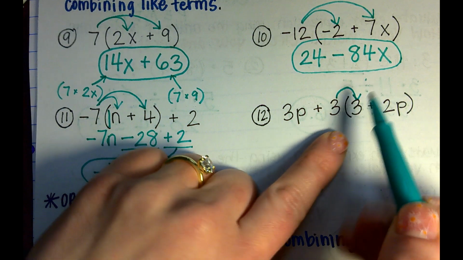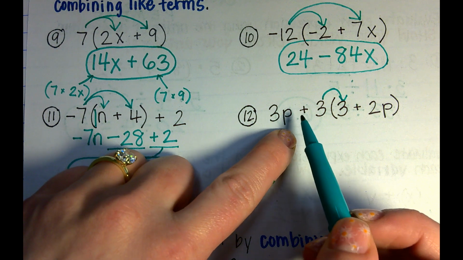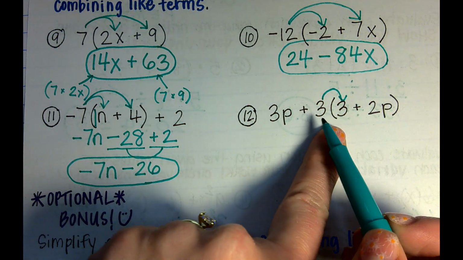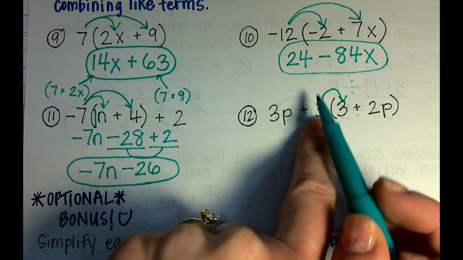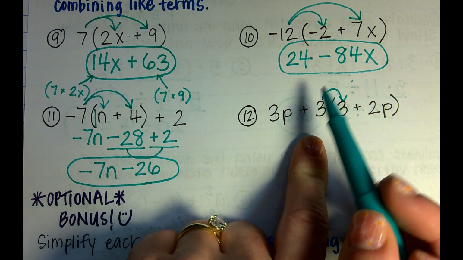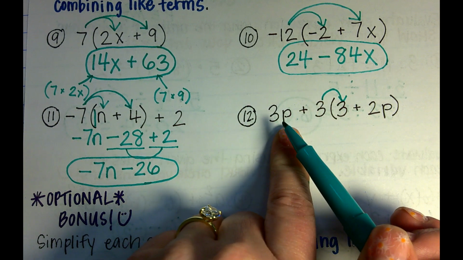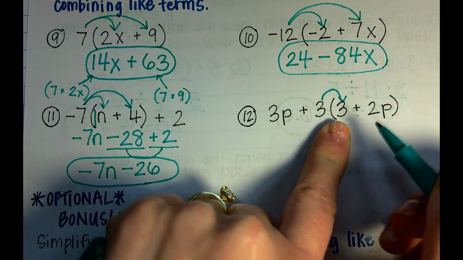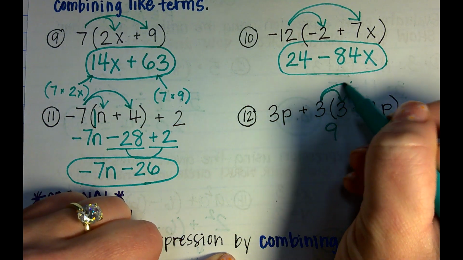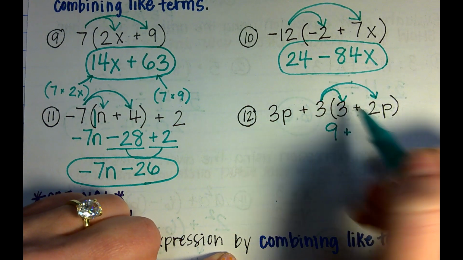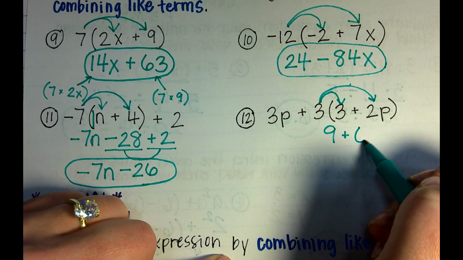So whenever we have a problem like this, remember this is addition, 3p plus something. Right here we have multiplication, 3 times 3 and 3 times 2p. We need to do this first because of the order of operations. We'll add 3p at the end. So first we do 3 times 3, which is 9. Plus 3 times 2p is 6p.